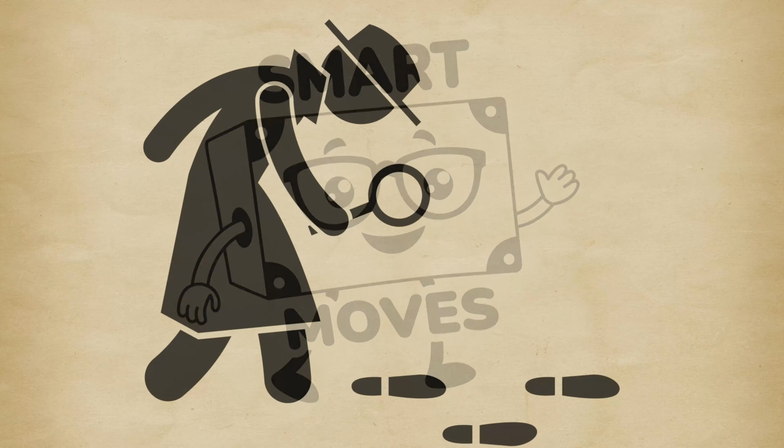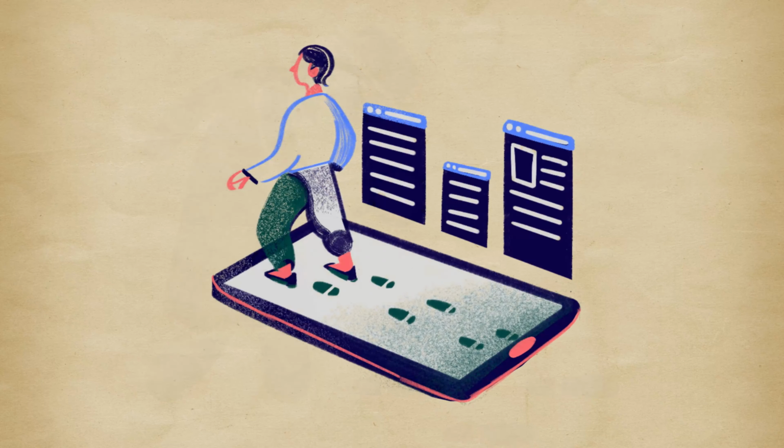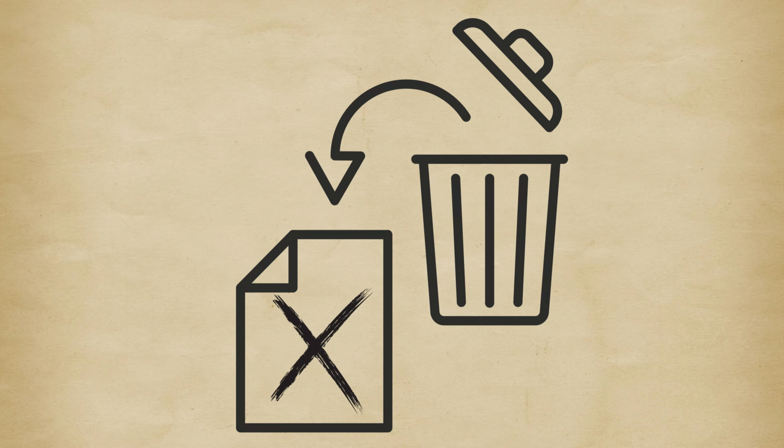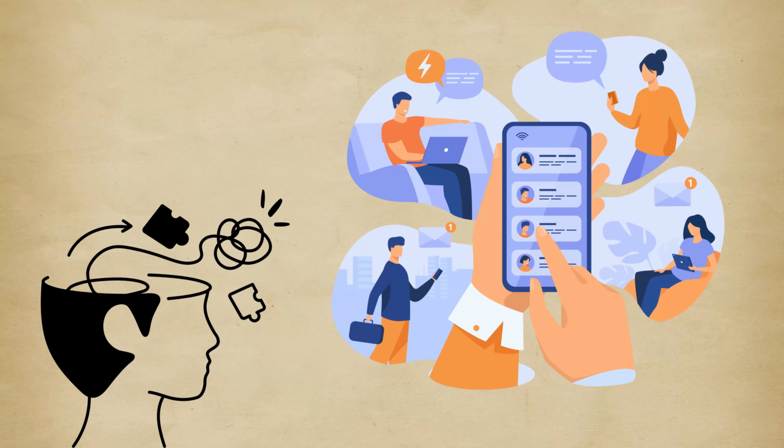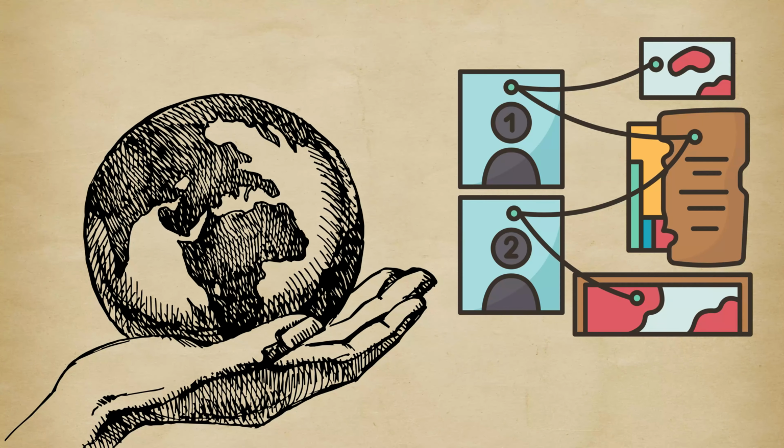The smart move? Audit your own digital footprint. Check where your username exists. Remove unnecessary personal photos. Strip metadata from files before sharing, and be mindful of what you post. Because in the world of OSINT, you're either the hunter or the hunted.